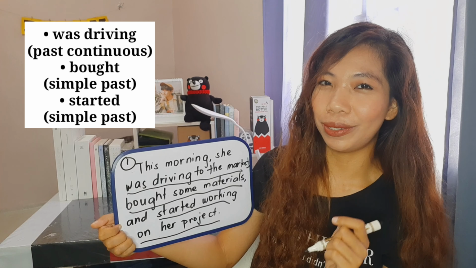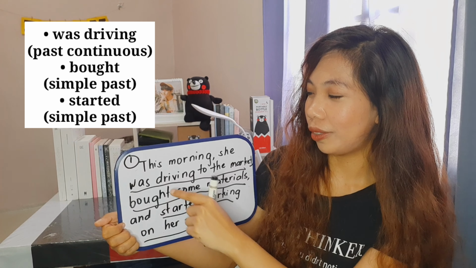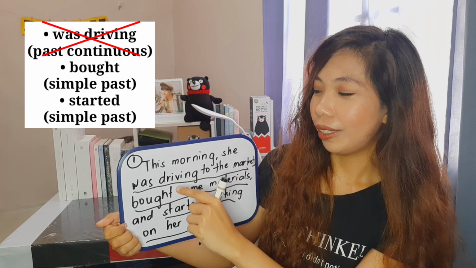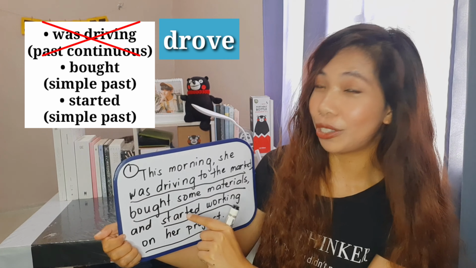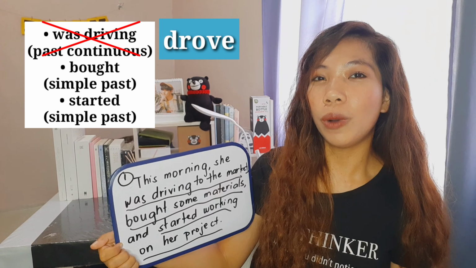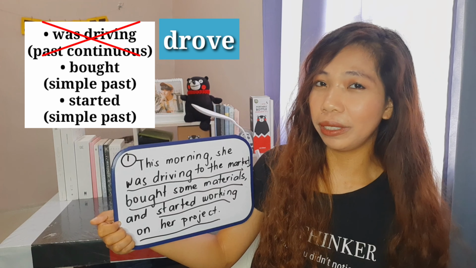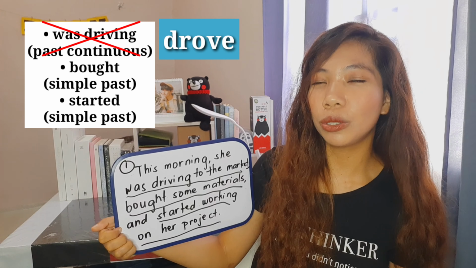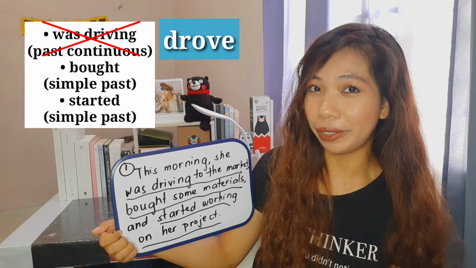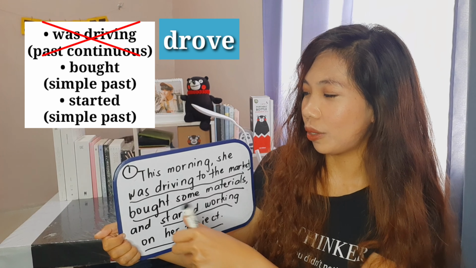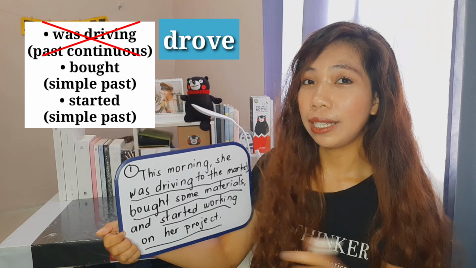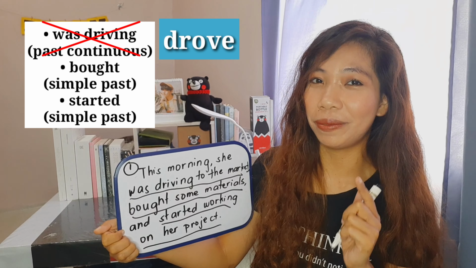So what do we have to do now? We have to change this one into past simple, the same as these 2 verbs. Now, one of the good things about parallelism is that it also helps us to spot the error, the grammatical mistake in the sentence, because this one was driving is not correct in the very first place.